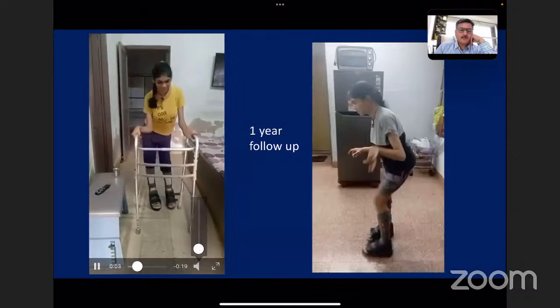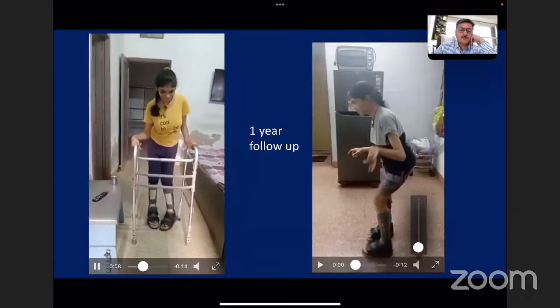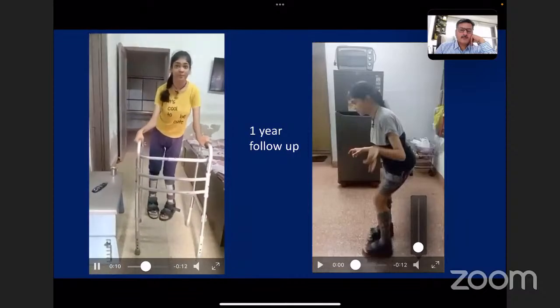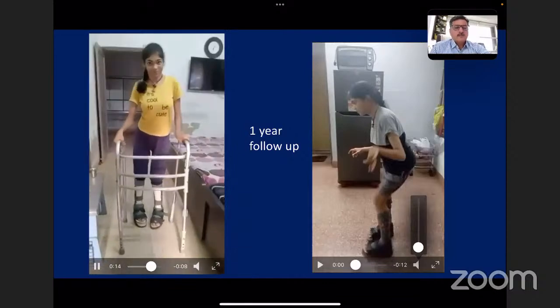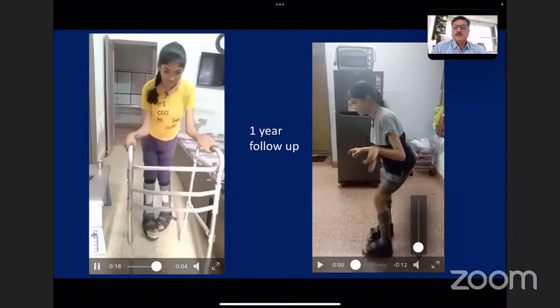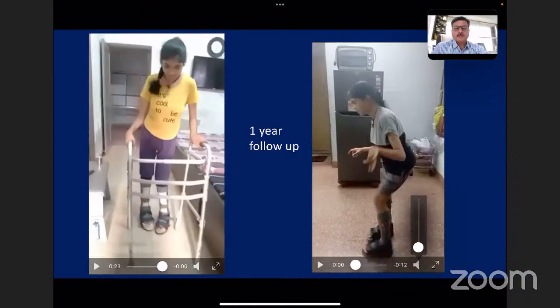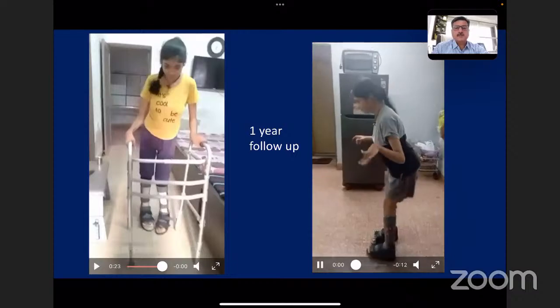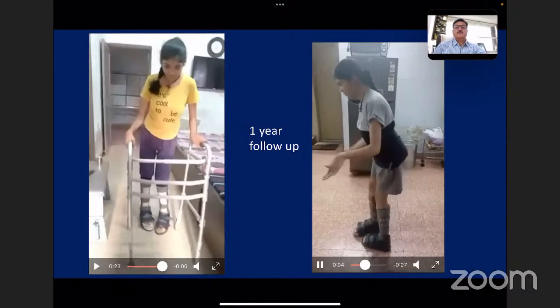Mobilizing videos, gait videos. Now she's able to ambulate well. Initially, she was not able to independently walk even at home. She needed some support, physical assistance, and now she's able to walk with the help of a walker and take a few steps without the walker also. She's able to go to school independently with a walker. But for community walking, she still requires a wheelchair for longer distances. Her FMS scores have significantly improved.